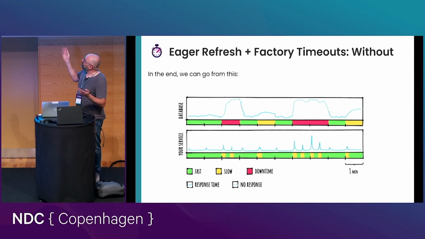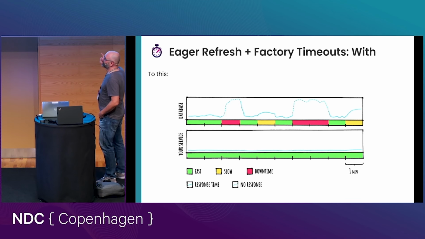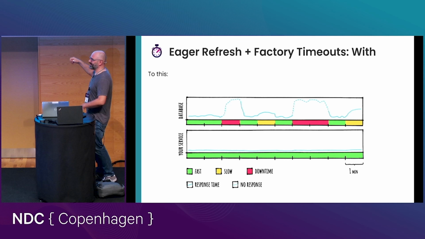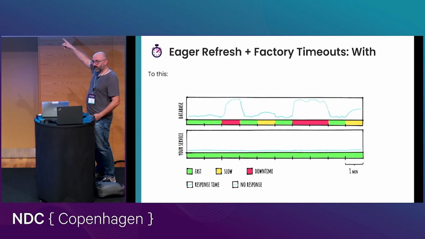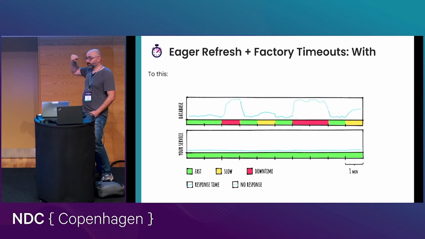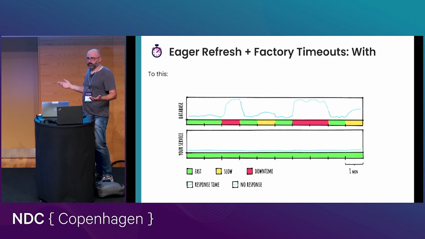Basically, in the end, by combining the 2 features that we just saw, eager refresh and factory timeouts, we will go from this to this, which is really beautiful. And this is hand-drawn because that's one of my fetish. I like to draw illustrations. But really, this is really, really similar to a production environment that I observed with millions of users per day. We did not have any problem.